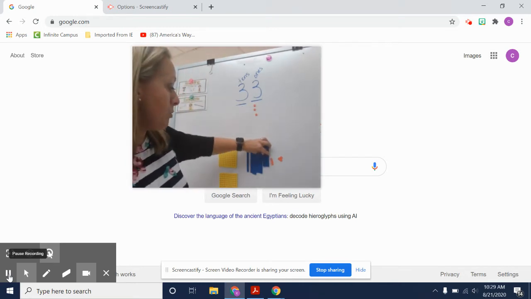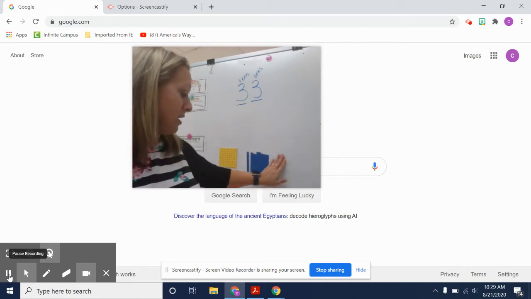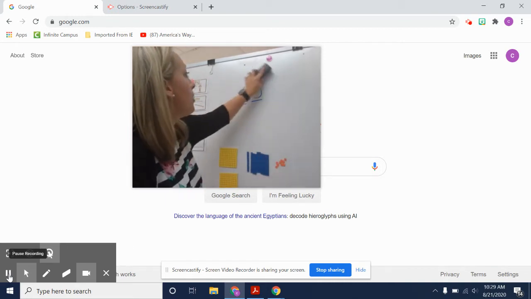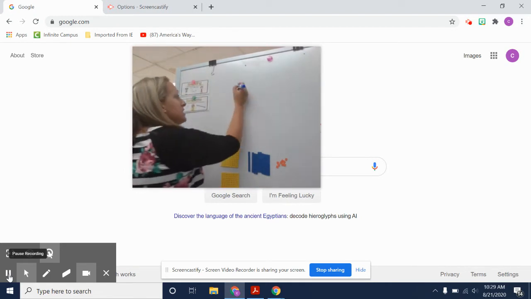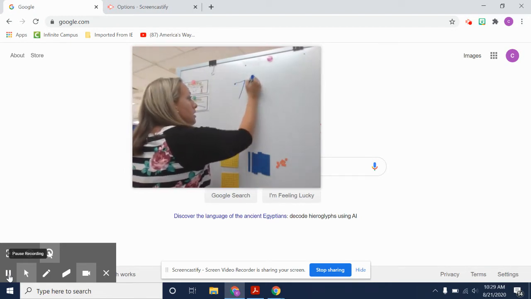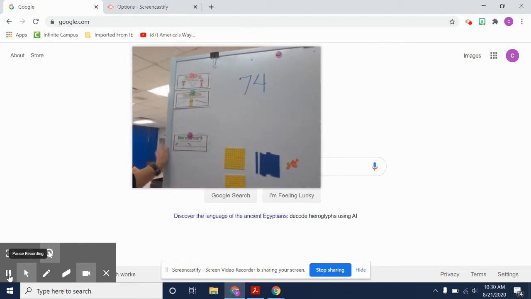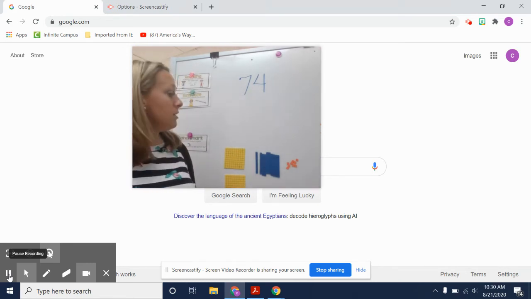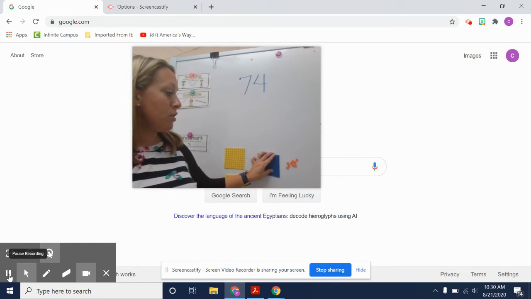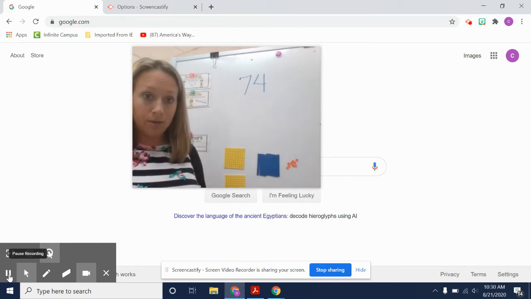Let's practice another one. This time I actually want you to write it in your notebook if you didn't do the last one that way. I want you to try it before I help you. So I want you to represent 74 using these units for me. Take just a minute and draw them out. This time I'm going to draw it instead of using my magnets because you don't have magnets at home.